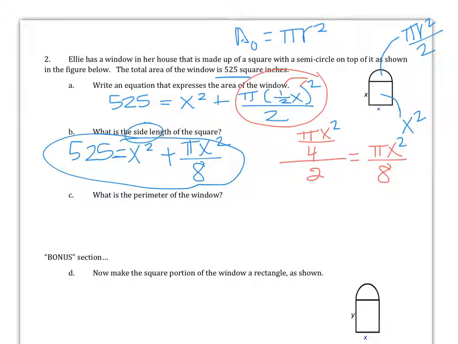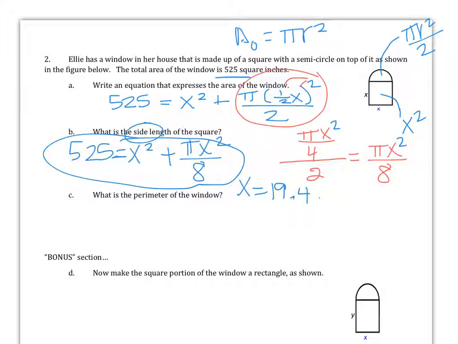And this question is asking us for the side length of the square. So we need to solve for x, which we can do algebraically if we want to. It gets a little bit ugly because we've got that pi in there. You could also just plug this in your calculator. Plug both sides of the equation in your calculator and find the intersection of the line y equals 525 with the function y equals x squared plus pi x squared over 8. So once I do that and plug it into my calculator, I get that the intersection point is at x equals 19.4.